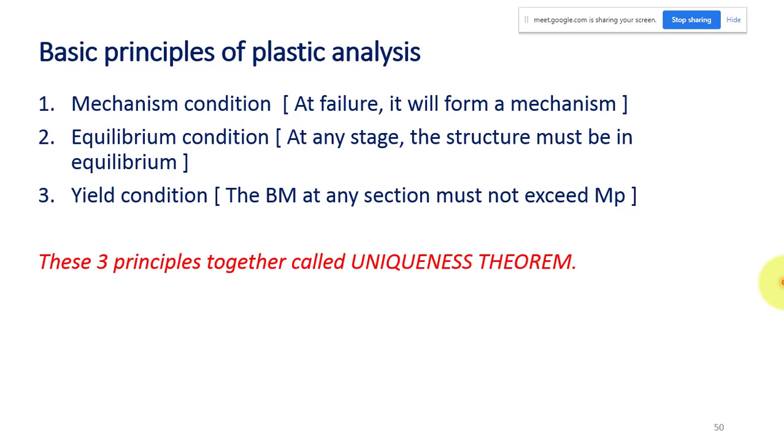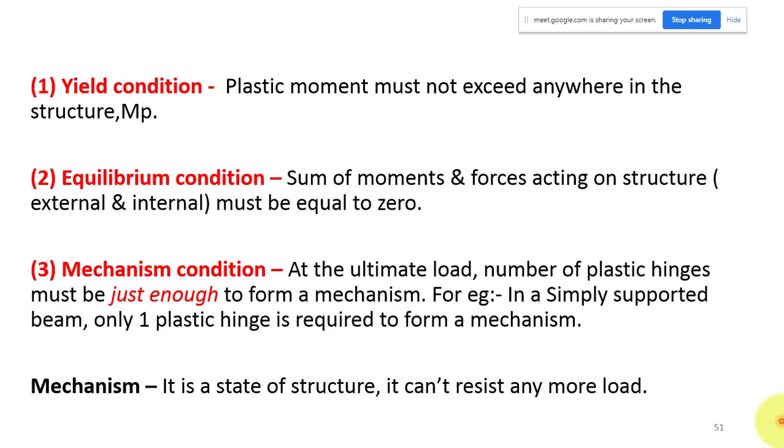And the mechanism condition means that at the failure stage, the structure must form a mechanism. Okay, that is what the mechanism condition means. And another one is the yield condition, which indicates that the bending moment at any section should not exceed your plastic moment capacity, that is, the maximum moment the cross section can resist. That is the limiting condition. These are the three basic principles which we will be using in your plastic analysis.